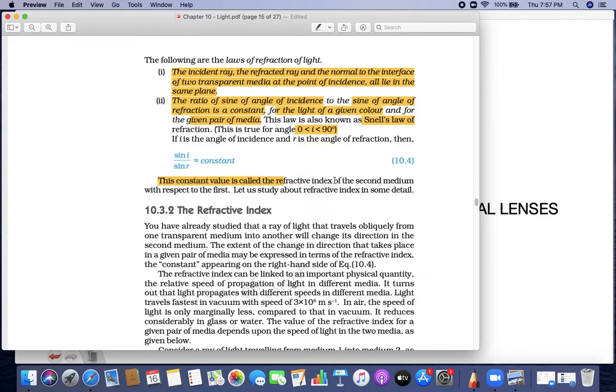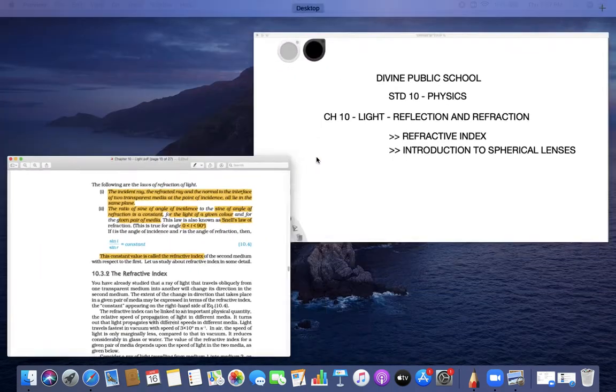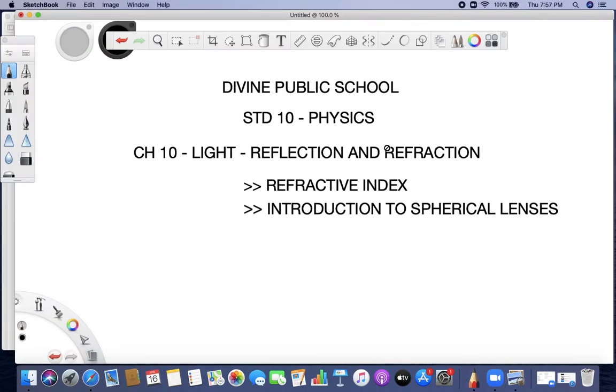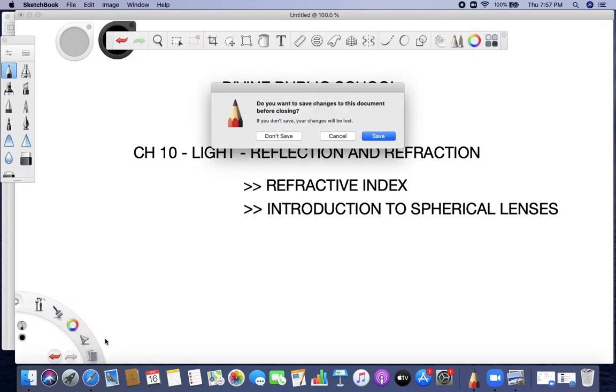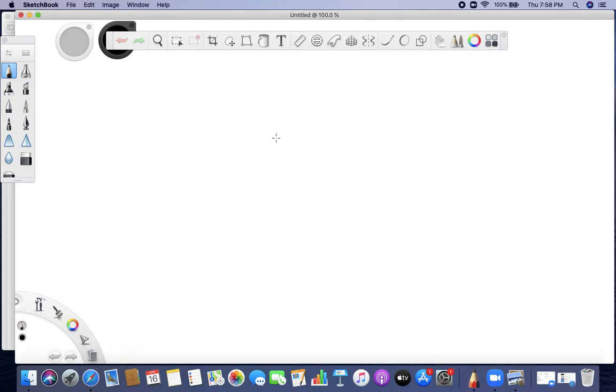This constant is called refractive index. Now let me make it more simple for you. Today we are going to learn first refractive index, and I'll introduce spherical lenses, the convex lens and the concave lens. Let me show you. First we are talking about refractive index.